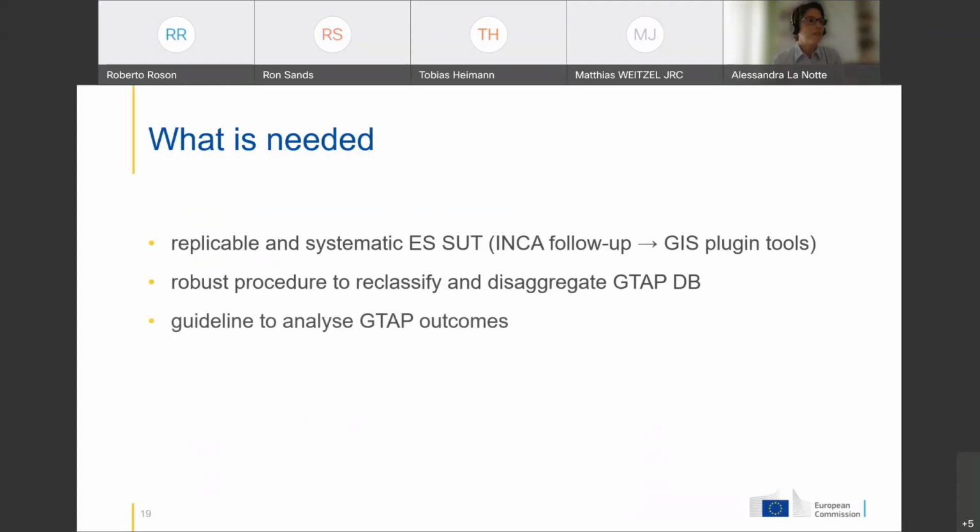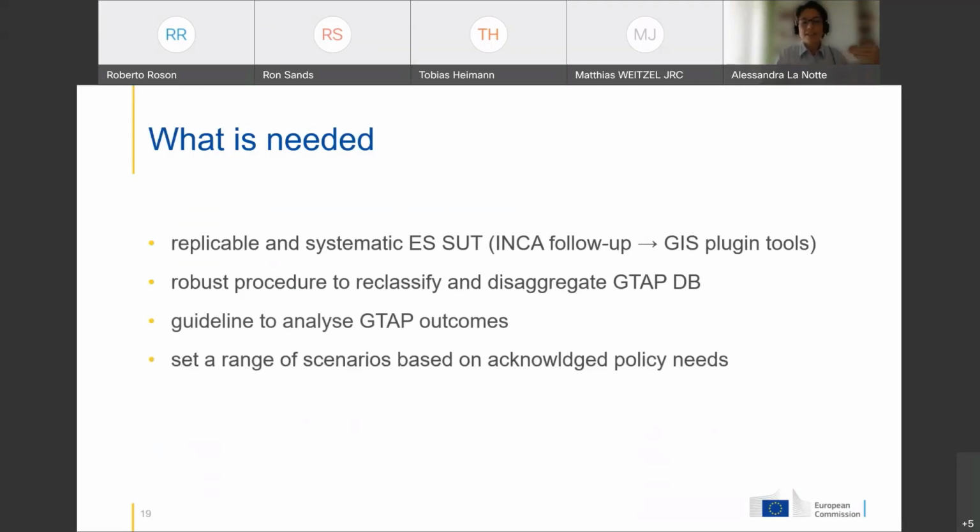As I said, we only chose 4 among the long list of outcomes that are there. But it would be great to explore better the power of the policy message that we can take out of GTAP. And we can also think about setting a range of scenarios based on acknowledged policy needs.